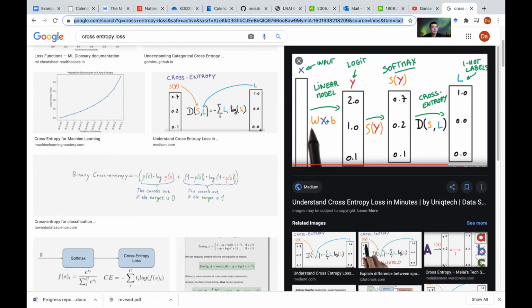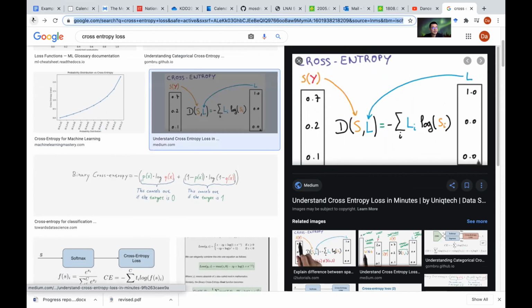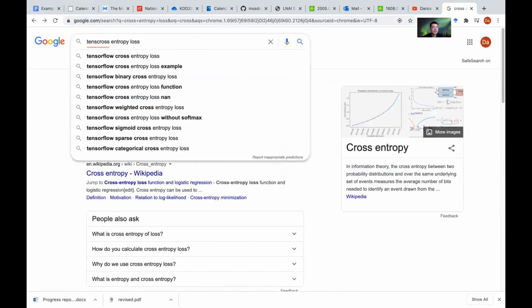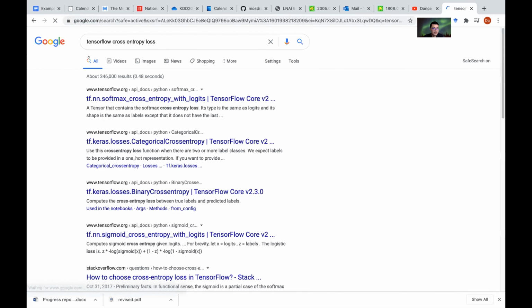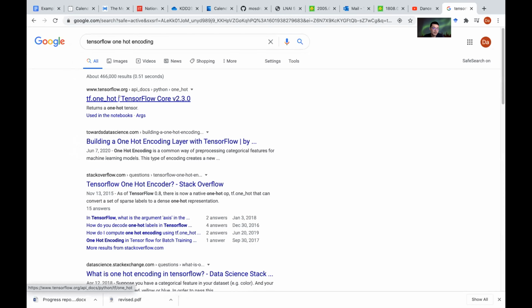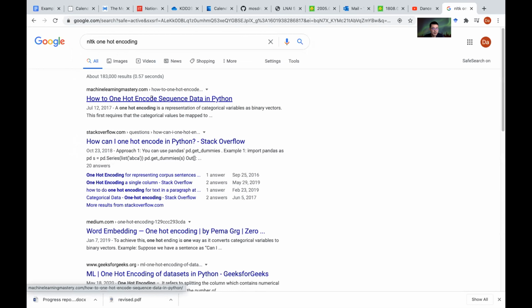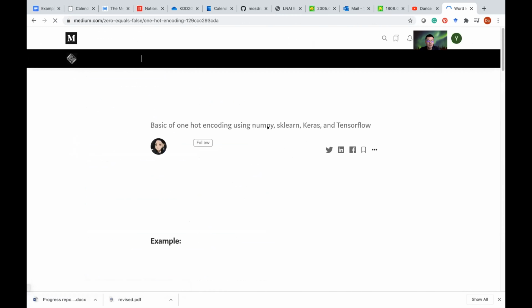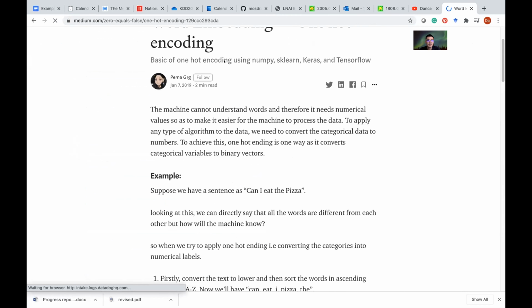For example, this is how I help you connect to real stuff. Then later, when you really use them, you know how they correlate to this. So you can see one hot. In TensorFlow, there's also one hot. And I think even for NLTK, they have one hot encoding. So basically, it's everywhere. This is the concept.